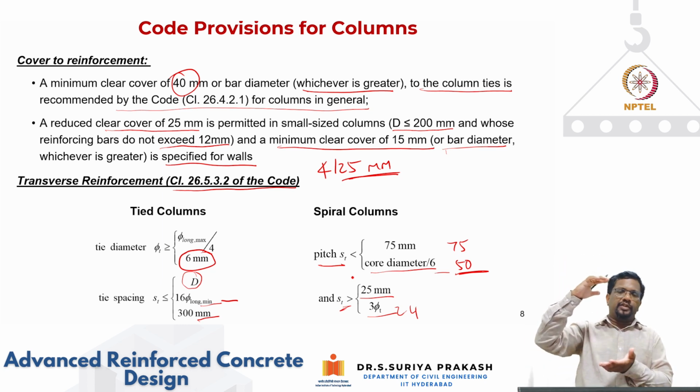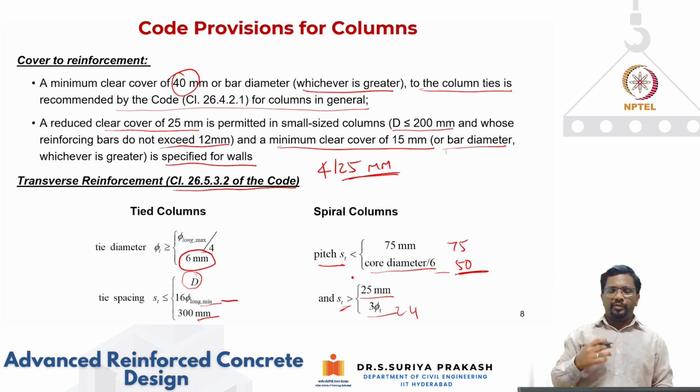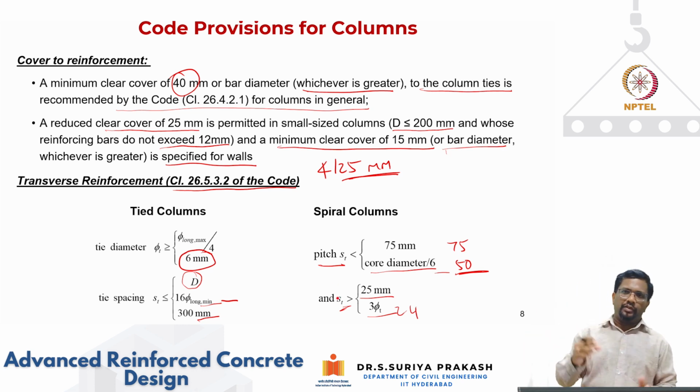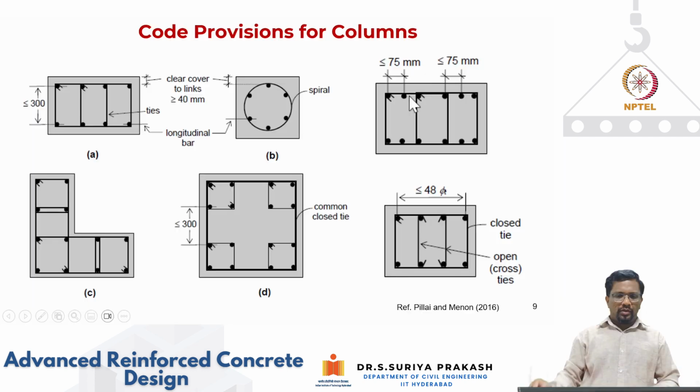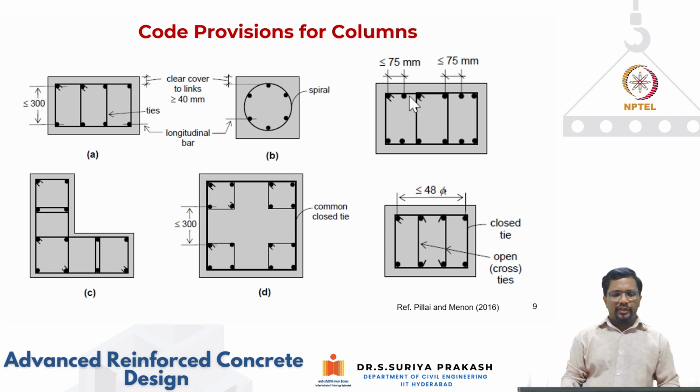The maximum spacing is controlled to make sure that your longitudinal bars are not going to have a premature buckling, but the minimum spacing between the ties is kept at a certain value so that the aggregate can basically go through the concrete. And so the code also gives you some other detailing requirements. Let's see what are the detailing requirements that are given in the code.